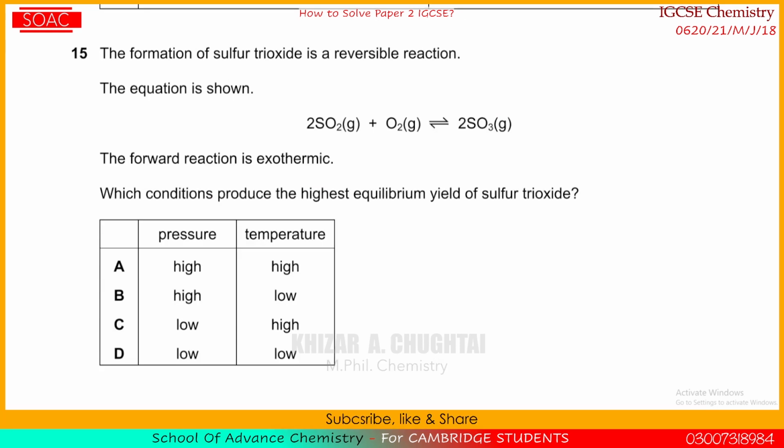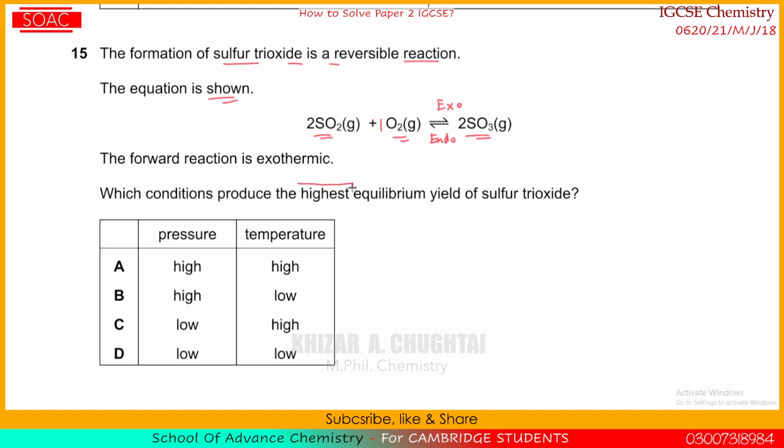Now come towards question number 15. The formation of sulfur trioxide is a reversible reaction. The equation is shown over here: 2 moles of SO2 and 1 mole of O2 go to 2 moles of SO3. This forward reaction is exothermic. It means that the reverse reaction is endothermic. Which conditions produce the highest equilibrium yield?